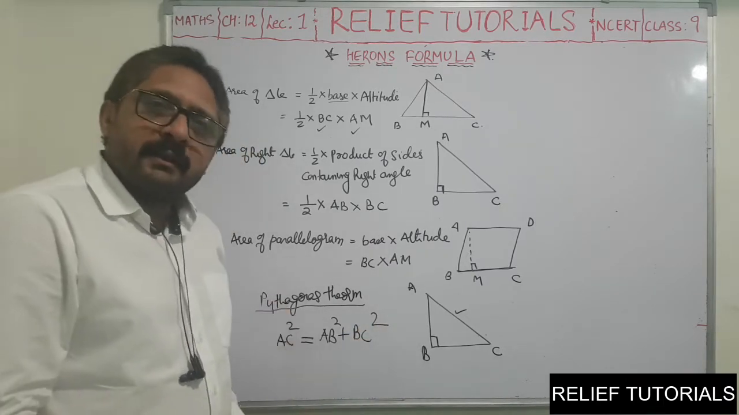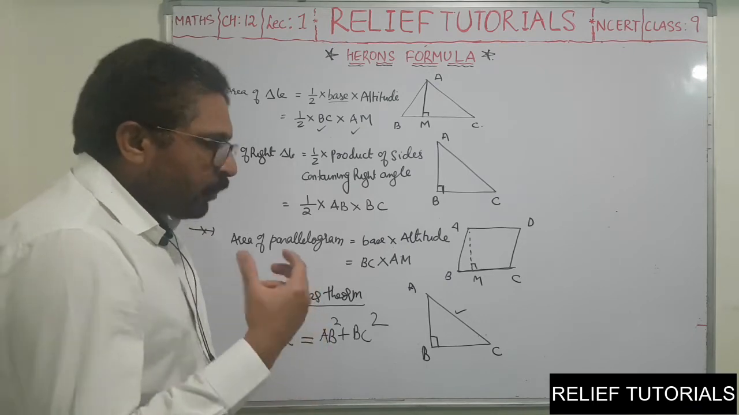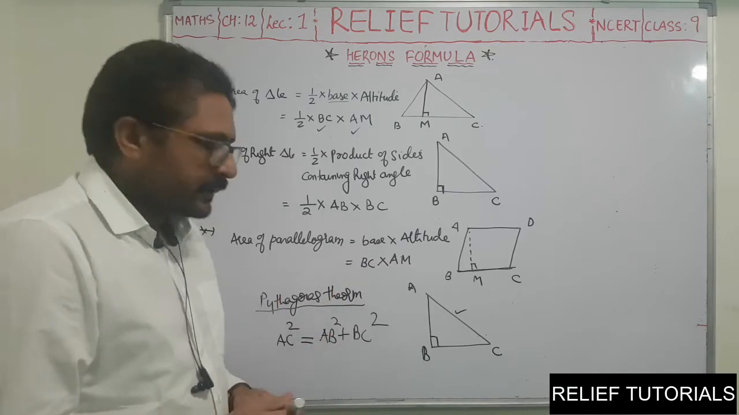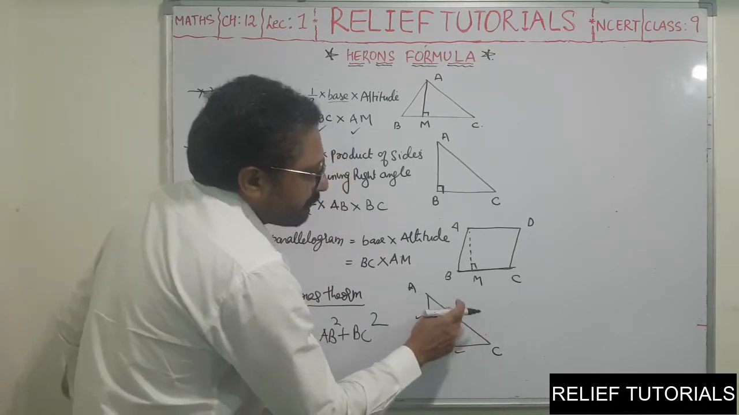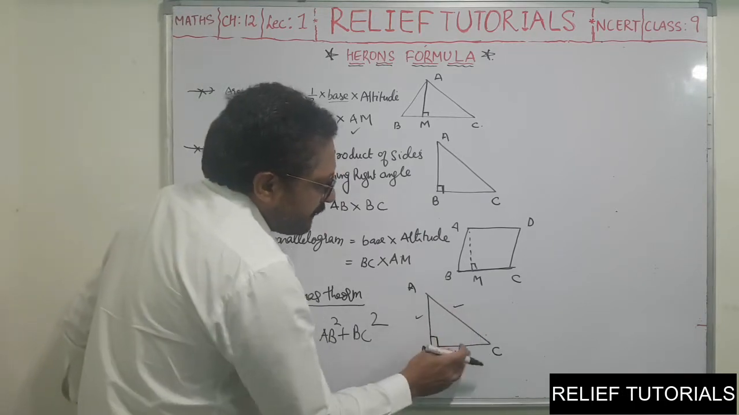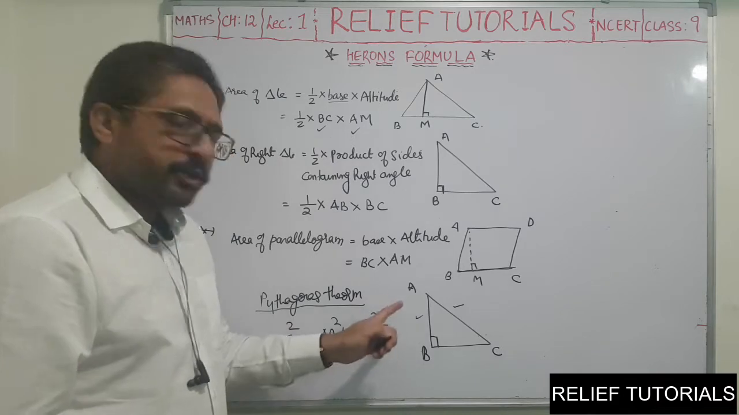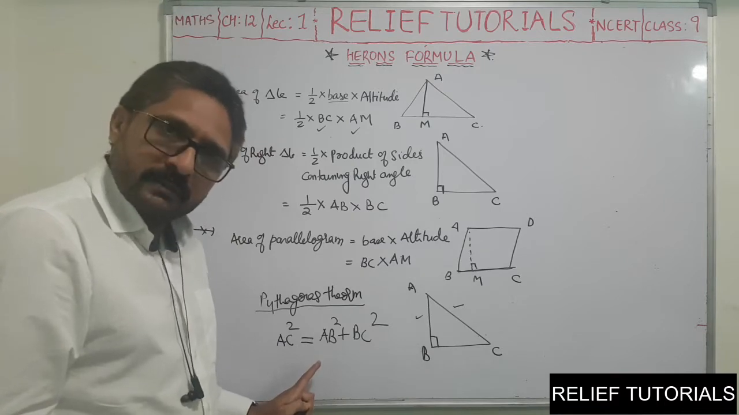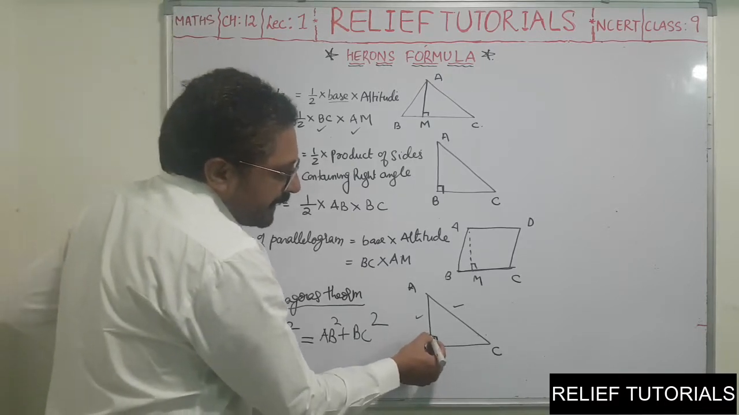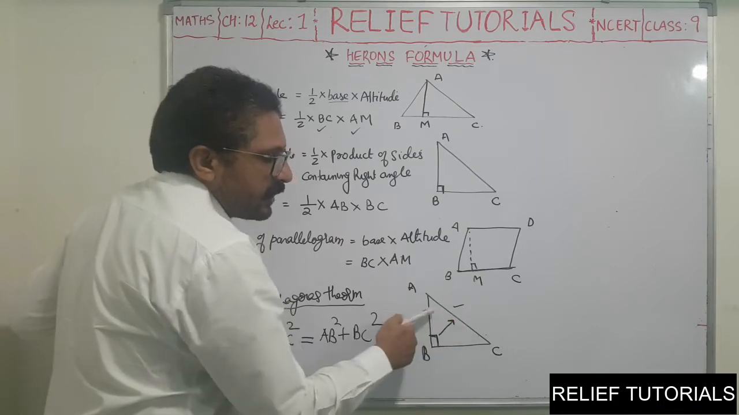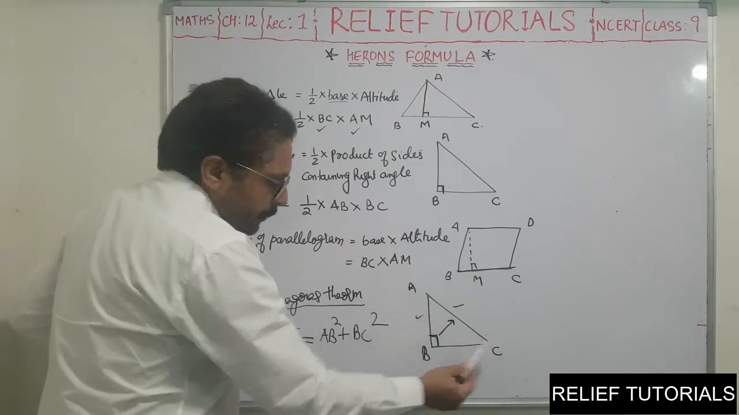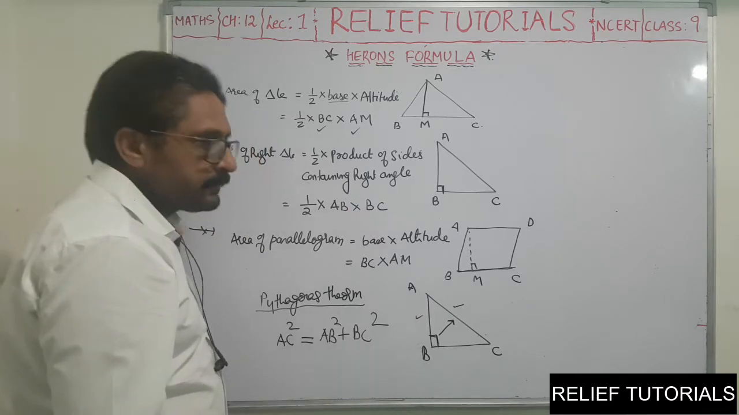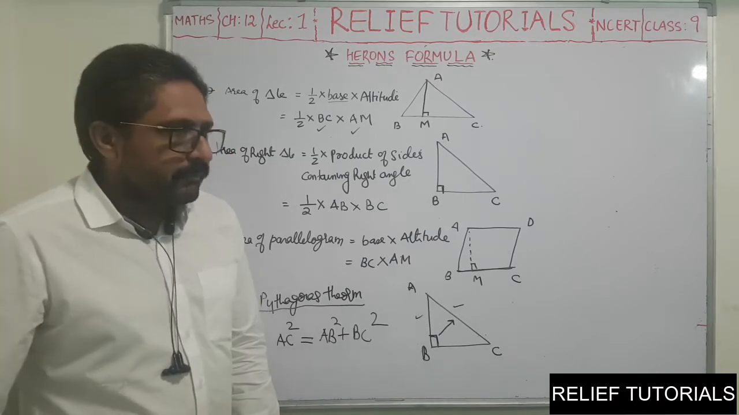So why do we use this Pythagoras? In order to find the measure of any one side, if the other two sides are given, we use Pythagoras. For example, if AB is given and BC is given, you can find AC. Or if AC is given and AB is given, then you can find BC. Means in short, if any two sides are given, you can find the remaining third side by using Pythagoras. And one more thing, this is the right angle, and the side opposite to the right angle is called the hypotenuse. So the square of the hypotenuse, AC square, is equal to the sum of the squares of the other two sides. Okay, so this is the basic. Now, just a minute.